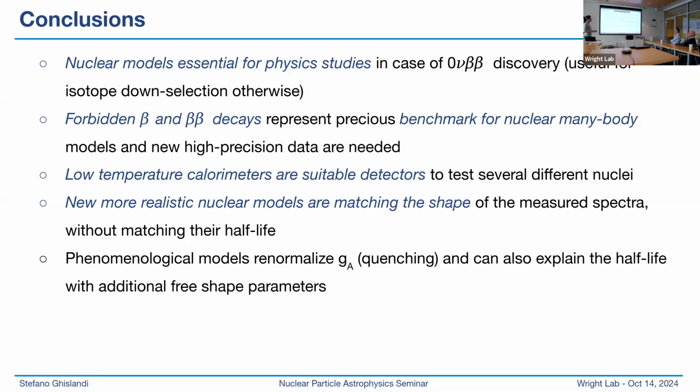Low temperature calorimeters are among the suitable detectors to do this, and they are particularly suitable because they can be grown with different isotopes. So with the same technique, you can repeat the measurement the same way, maybe keeping into account all the systematics in common for different isotopes. And the good news is that there is work from the theory side to develop these new, more realistic nuclear models. But there is also work in synergy on the experimental side to perform these high precision measurements that can be useful in this sense. And I think I'm done with this.